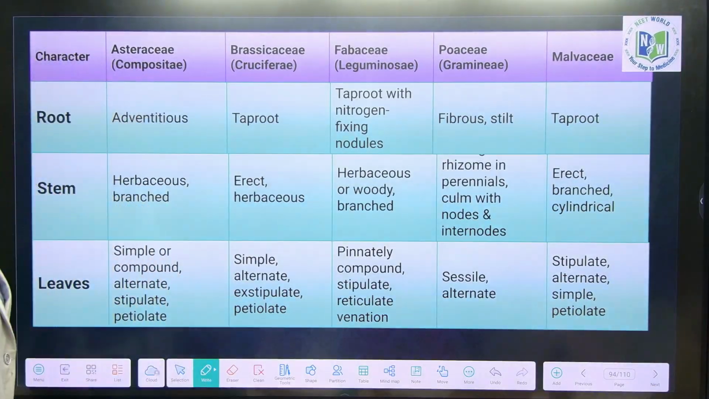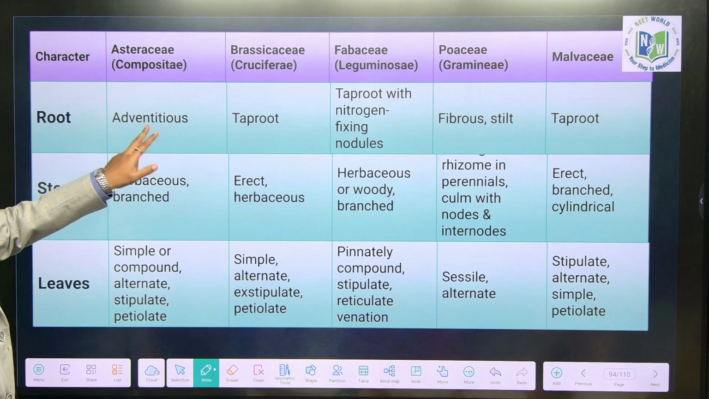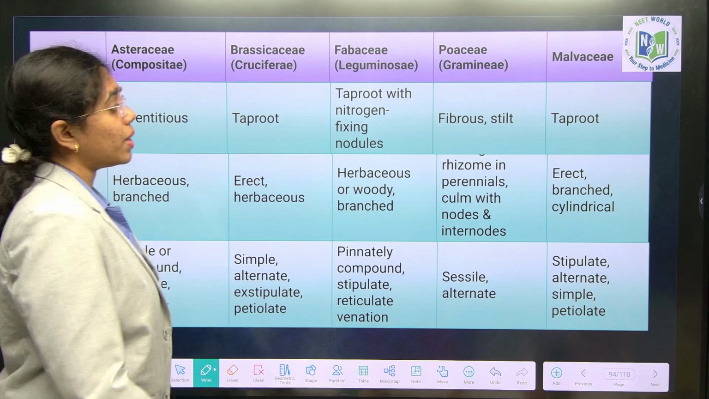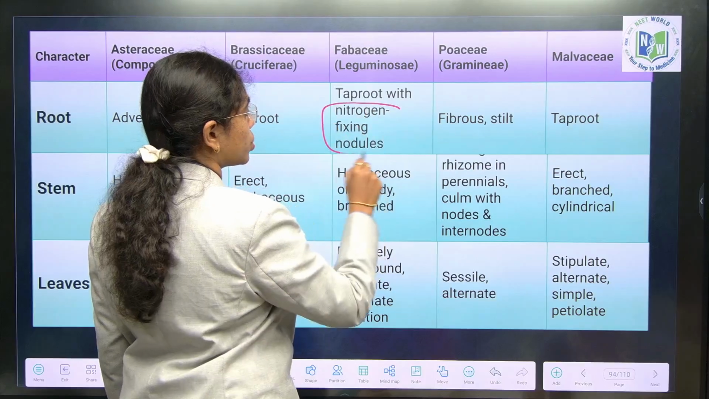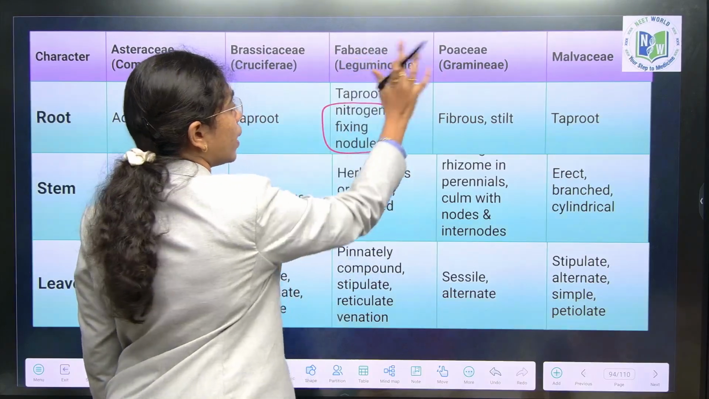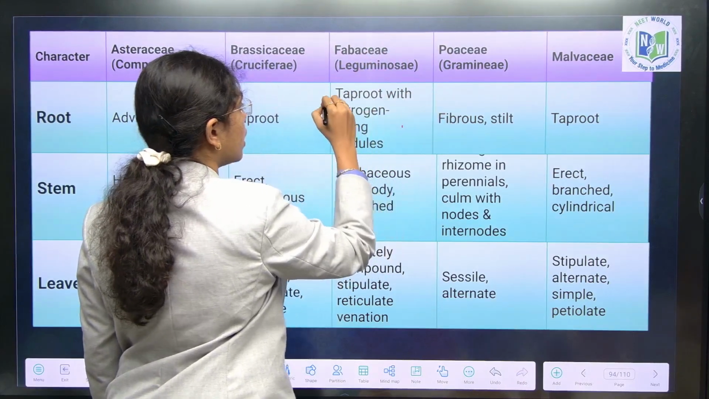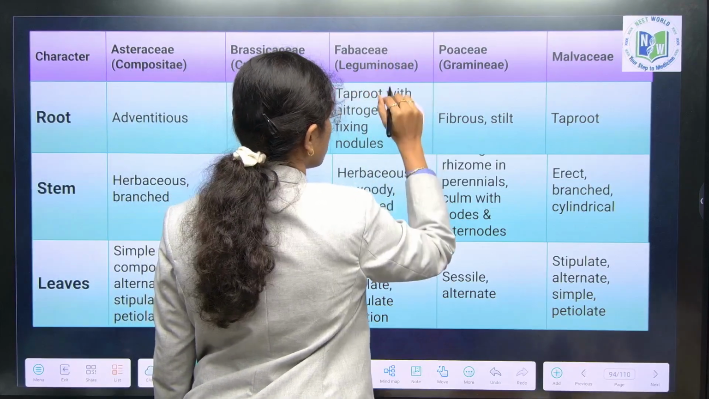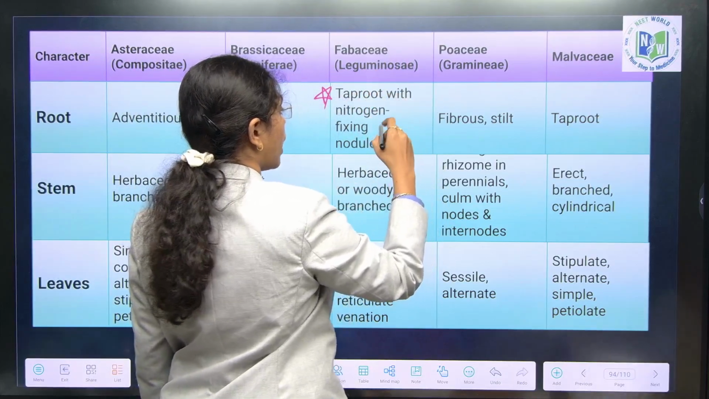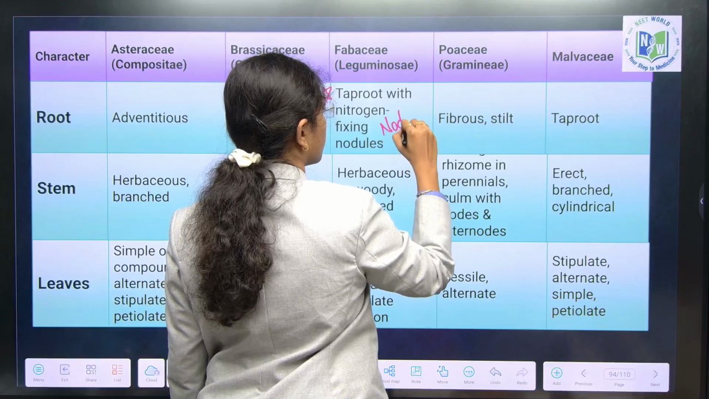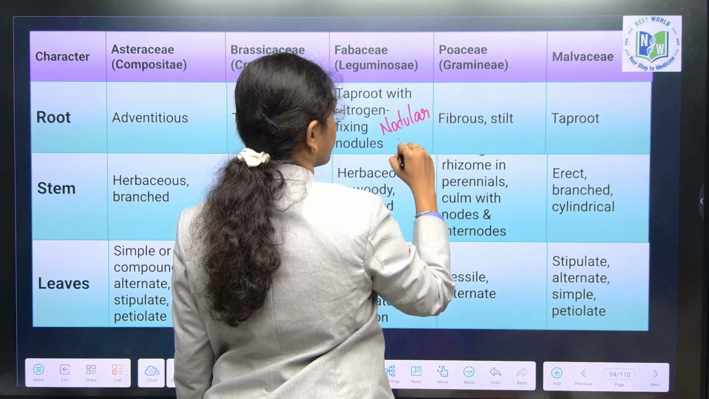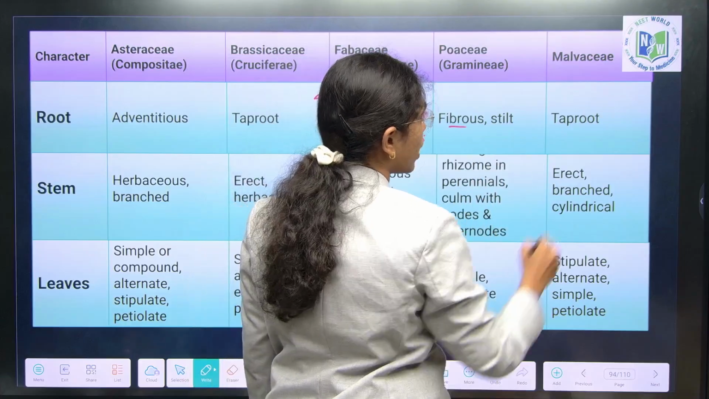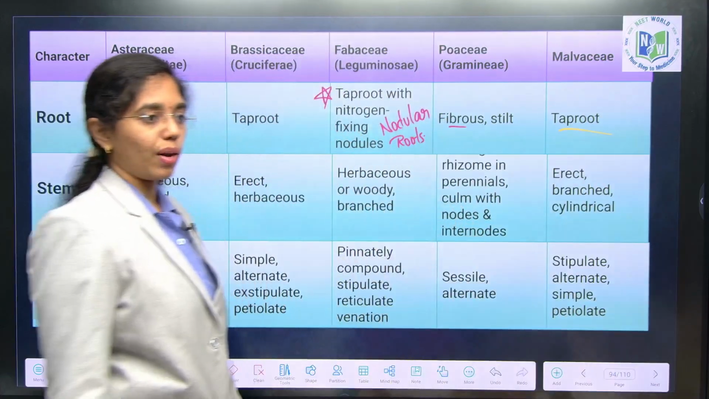Vegetative characters. Roots are adventitious in Asteraceae, tap roots in Brassicaceae. In Fabaceae you will see nodular roots. This you have to remember. Wherever I am giving the star mark, that you focus and see. In Fabaceae what type of root system is present? Nodular roots. Fibrous roots in Poaceae, tap roots again in Malvaceae.